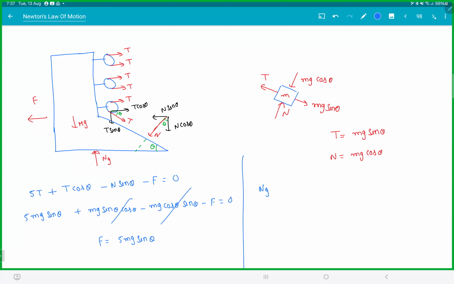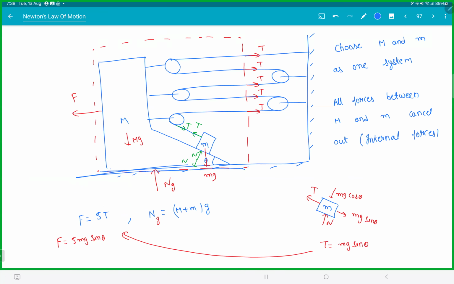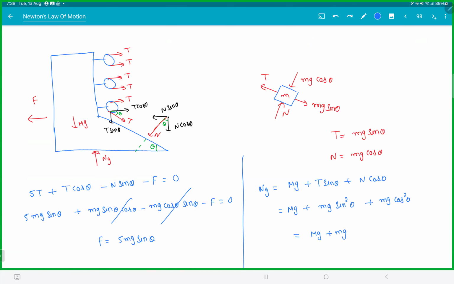What about vertical? N ground would be capital Mg plus T sine theta plus N cos theta. Again substitute. This would be mg sine square theta. N would be mg cos square theta. Sine square theta plus cos square theta is 1. So Mg plus small mg. So if you write them individually, you'll get the same answer, but you can see the headache, right? The components of tension and N are coming and it is becoming lengthy. But if you choose a system like this, it makes your life easy. Answers will always come, but how much time you are spending also matters. So choosing your system in a proper way will make your life easy.